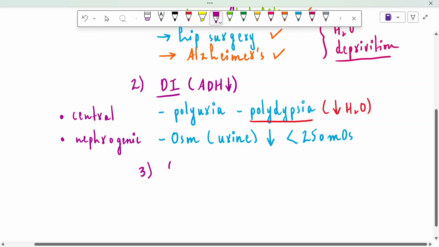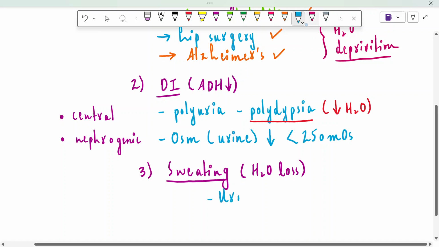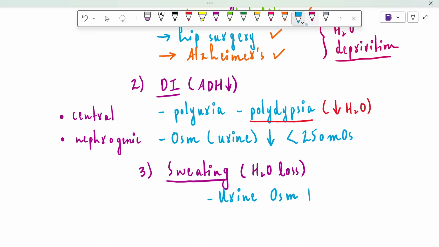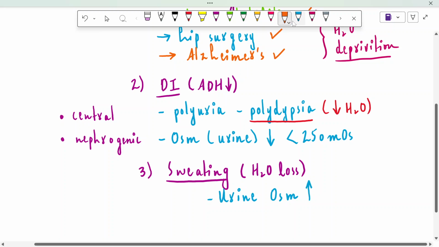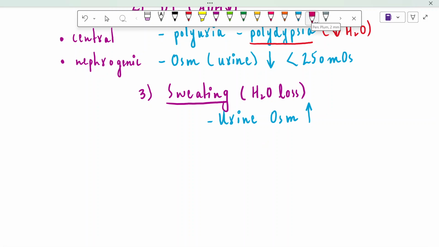The third condition is sweating. Okay, it can be sweating, because sweat contains salt along with a huge amount of water. The water is lost from the body again in sweating, and in this condition the urine will become concentrated. In the condition of sweating, the urine osmolality will rise. It will rise because due to the passage of a large amount of water across the sweat, the urine osmolality automatically rises because there is not enough water inside the body.